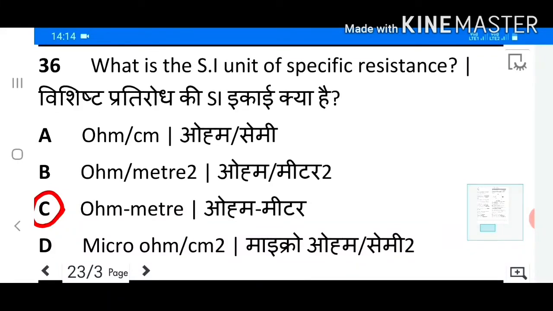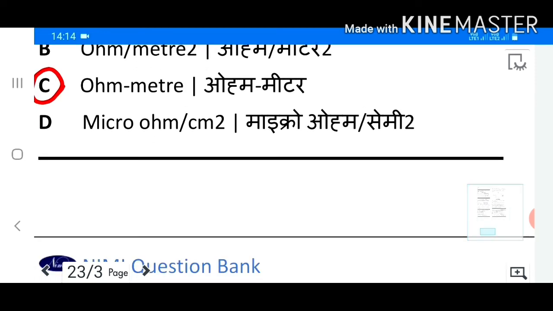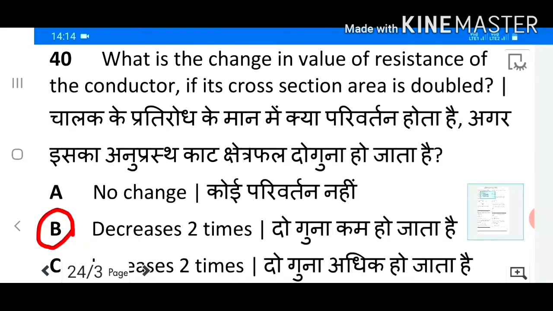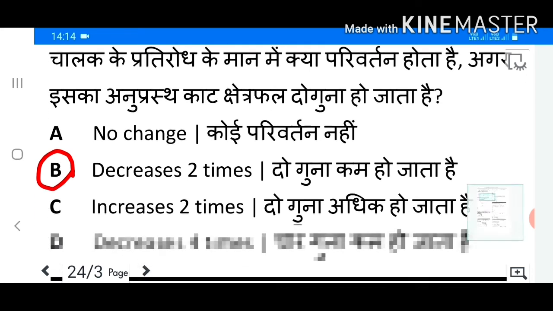36. What is the SI unit of specific resistance? Answer C. Ohm meter. 40. What is the change in value of resistance of the conductor if its cross section area is doubled? Answer B. Decreases 2 times.